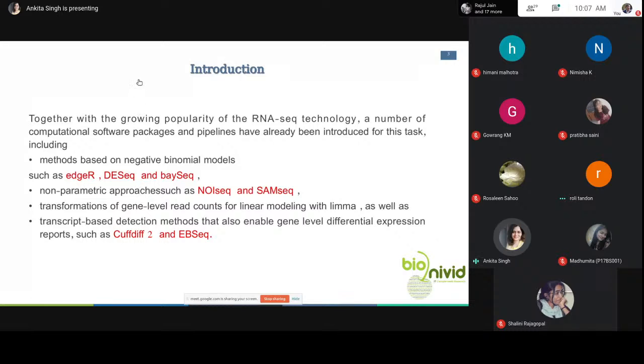So right now, what we are focusing on here is that when we do an RNA-seq analysis, we do perform a differential gene expression. We have got many different kinds of tools. My focus today will be only on DESeq, but I'll touch a little bit on all these which have been mentioned over here.